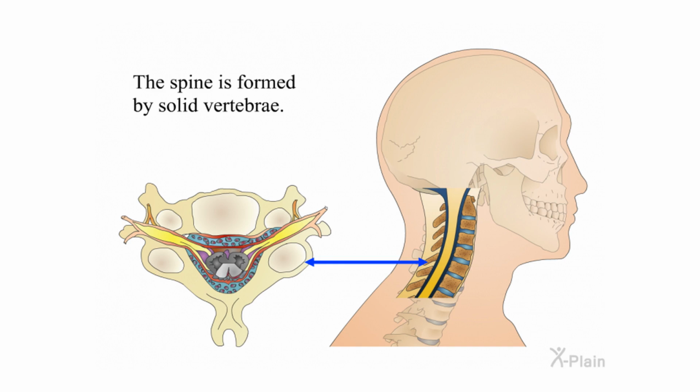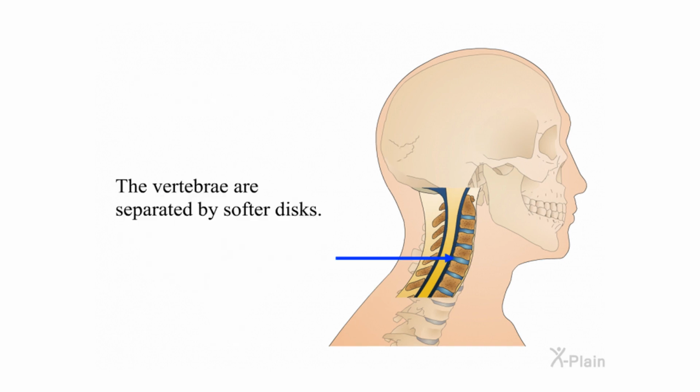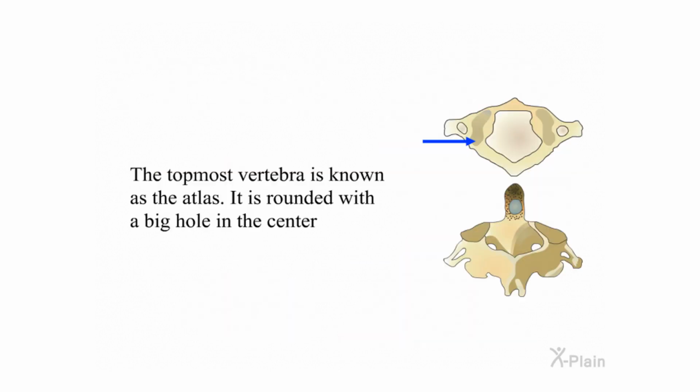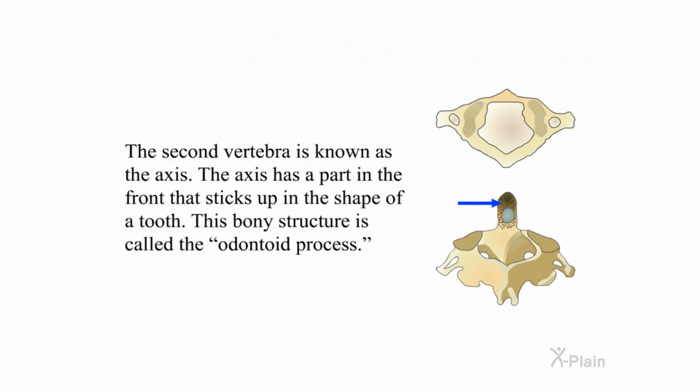The spine is formed by solid vertebrae. The vertebrae are separated by softer discs. The top two vertebrae of the spine have a different shape from the rest of the vertebrae. The topmost vertebra is known as the atlas. It is rounded with a big hole in the center. The second vertebra is known as the axis.